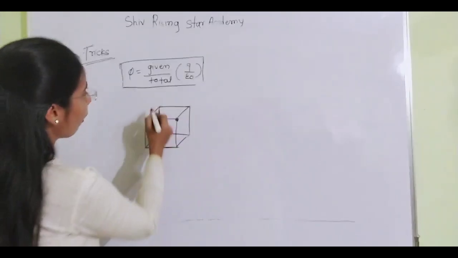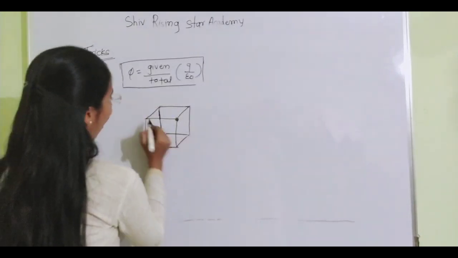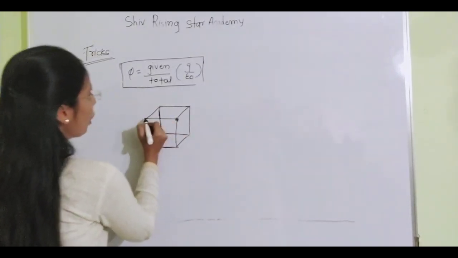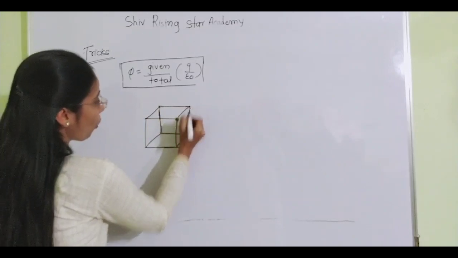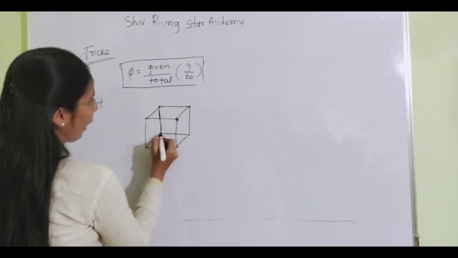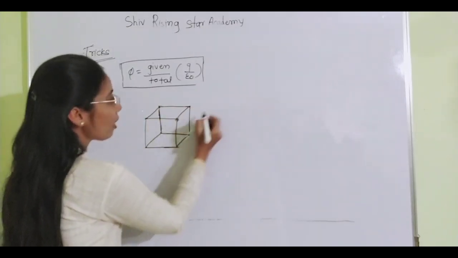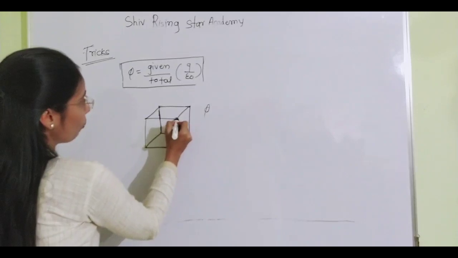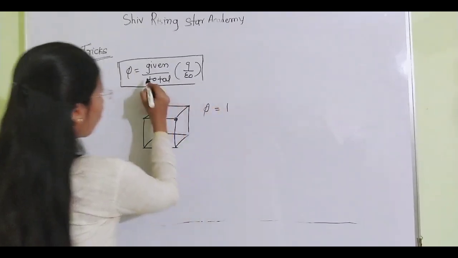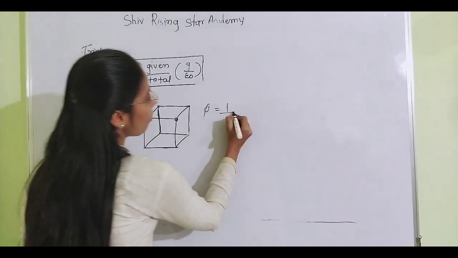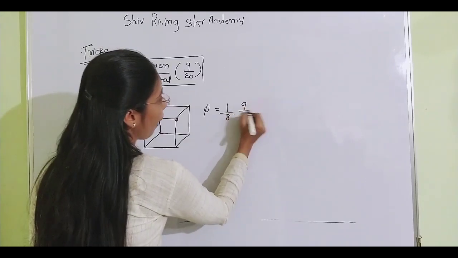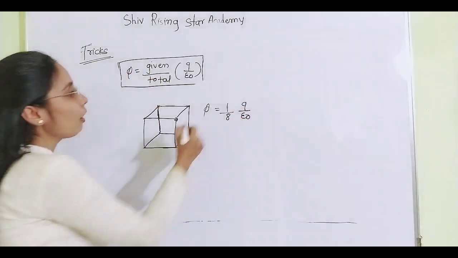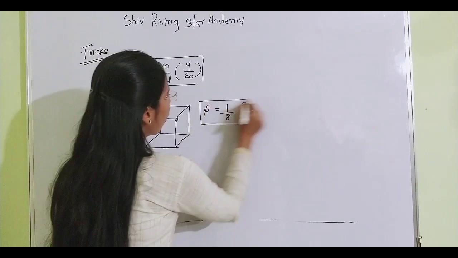So this is the cube, and the cube has 8 corners: 1, 2, 3, 4, 5, 6, 7, 8. And we have to calculate the flux of one corner. That is phi: given is 1 corner and the total is 8 corners, so it is 1 by 8 into q by epsilon. That is the flux of the corner of the cube.